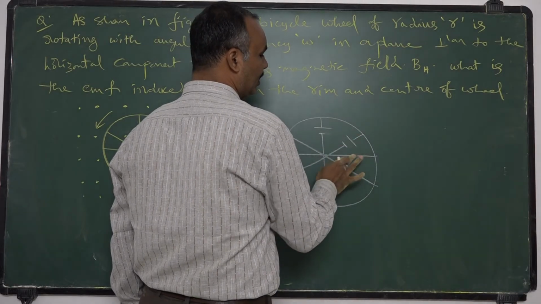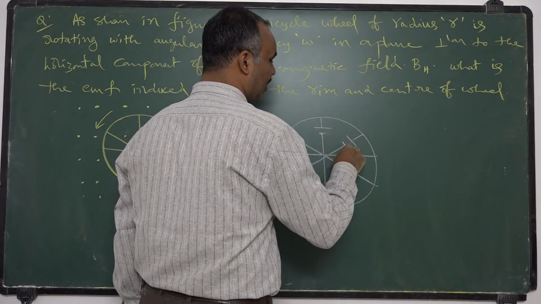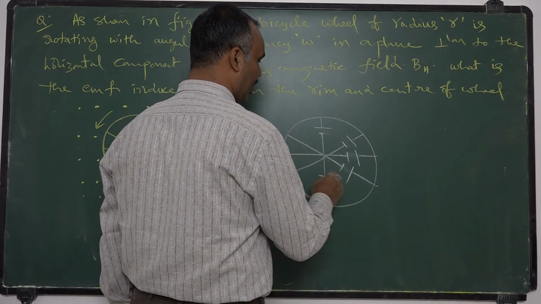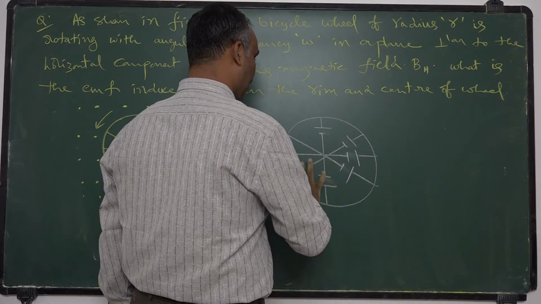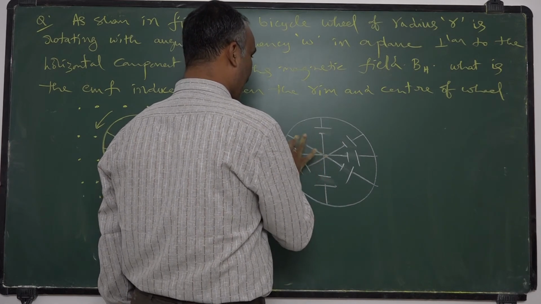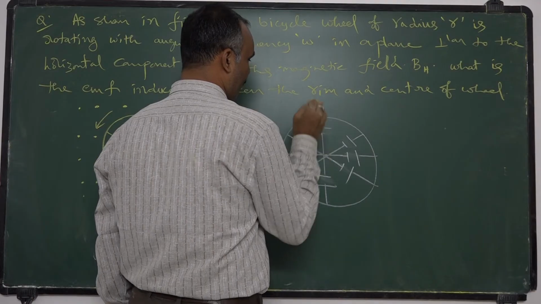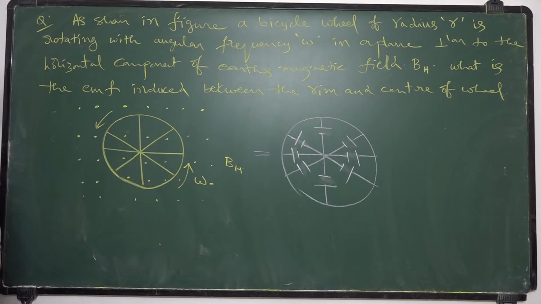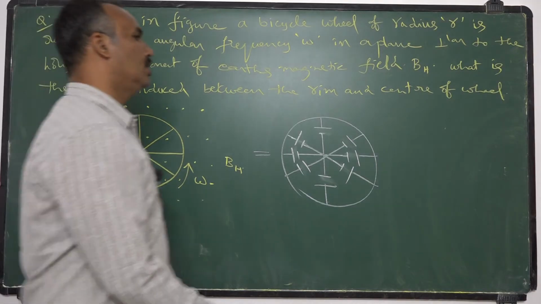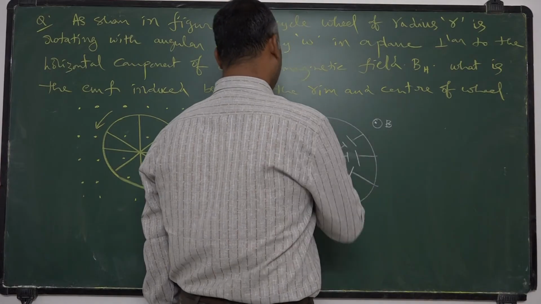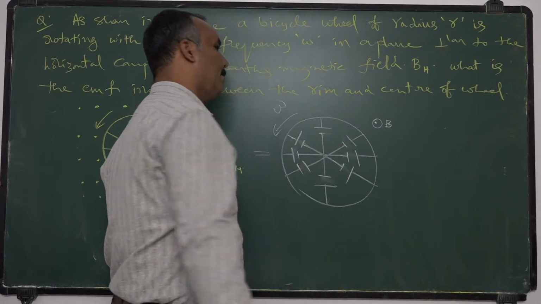It is also acting like a cell like this. So each and every spoke will act as an individual battery. Since the magnetic field is out of the paper, and it is rotating with angular velocity omega.